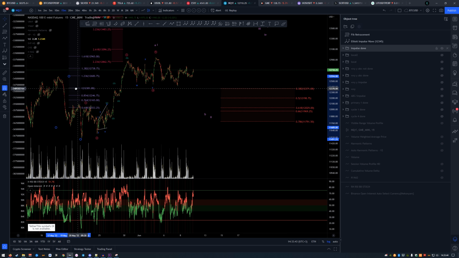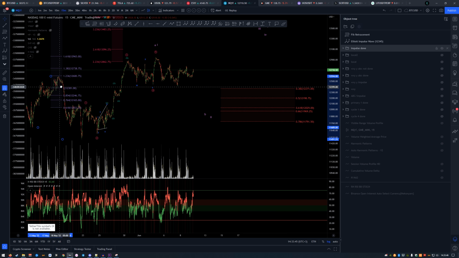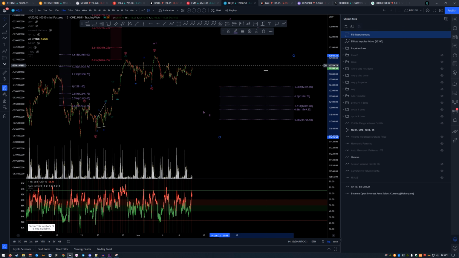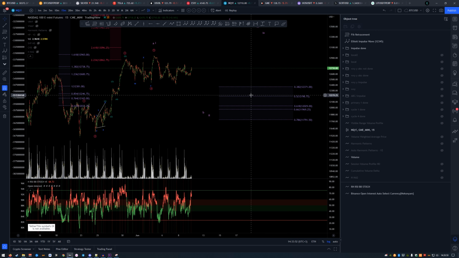Don't need this, I don't think. This is the old one. I'll just leave it here for now. Basically, these are the targets. We would like to see it go below the 0.5.